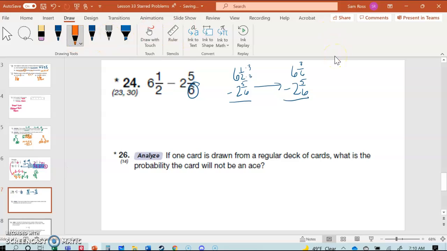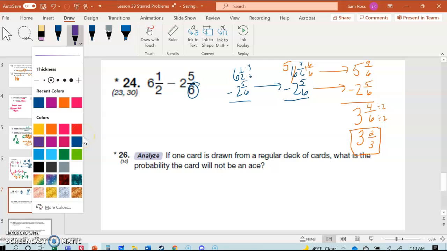I can't take 5 away from 3, so I have to borrow 1. When I borrow 1, 1 comes in the form of 6 over 6. So I have 5, and then 3 plus 6 is 9 over 6. And this just comes over, nothing happens. 9 minus 5 is 4. 5 minus 2 is 3. And then we're going to reduce this by dividing by 2. So I have 3, and 4 divided by 2 is 2. 6 divided by 2 is 3. That's my answer.